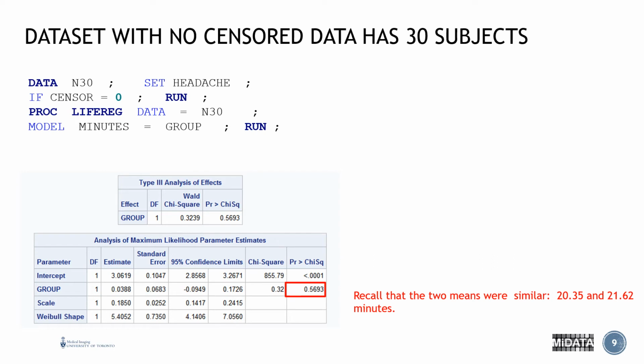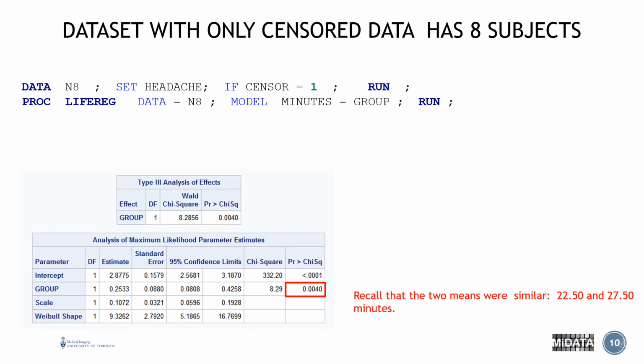But what if we did not want to consider those subjects who were censored? Let's just simplify. So we run the same analysis, but you see here in the data step, we only include those subjects who were censored as 0, meaning that they're not censored. And if you look at that, you'll see now we only have 30 subjects, and there's no significant difference in mean time between the groups. And you'll remember that the two means were actually quite similar between the two groups, and it was 20 minutes and 21 minutes, or 21.6 minutes.